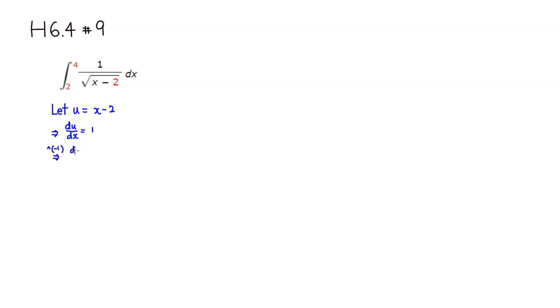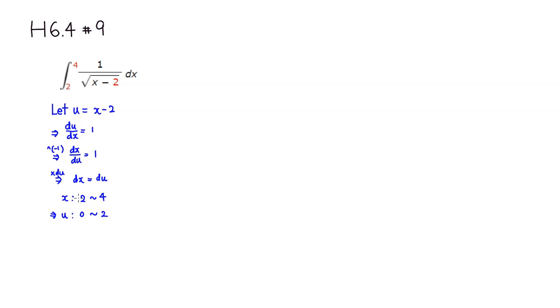So you have dx over du. Reciprocal of 1 is still 1. And then I'm going to multiply through by du. So we can see that dx is exactly the same thing as du. Since this is a definite integral, the original variable x goes from 2 to 4. Then the new variable u: when x is 2, 2 minus 2, so u is going to be 0. When x is 4, 4 minus 2, so u is going to be 2.